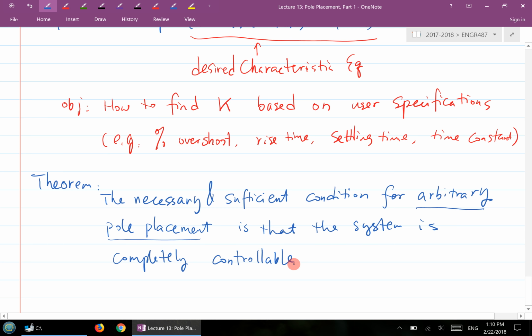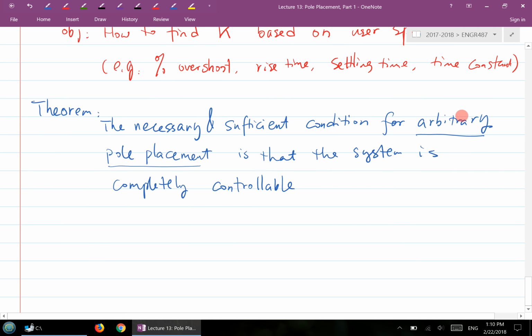Good. So basically, what this condition tells you is that before you start to design a pole placement controller, the first step is to check the controllability. Let's illustrate this pole placement through a couple of examples here.